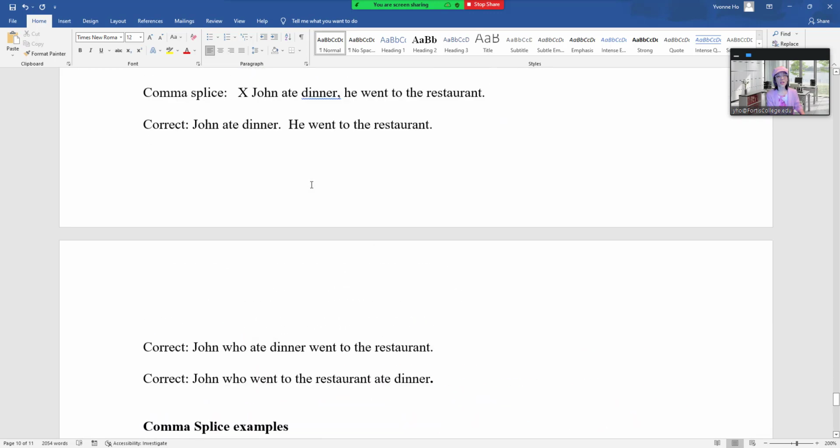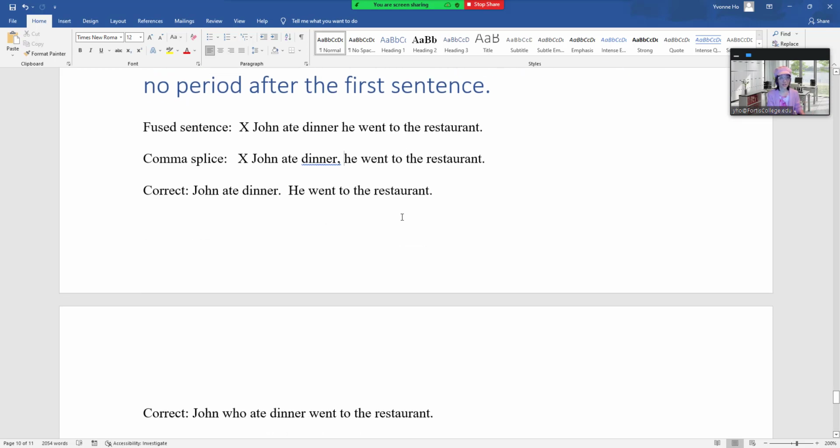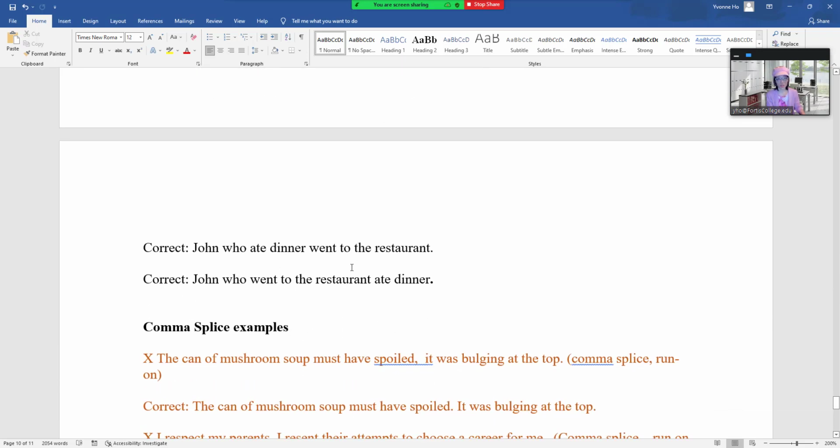The other way of correcting is, if it's the same subject, then you can use relative clauses. I get the feeling that goes beyond your quiz. Take John ate dinner, he went to the restaurant. Since you have the same subject, you could say John, who ate dinner, went to the restaurant. If it's 2 different subjects, that doesn't work. But with 2 sentences with the same subject, you can use who. Or you can have John, who went to the restaurant, ate dinner. I'm not sure if your quiz goes for that at all, but that's good for you to know.